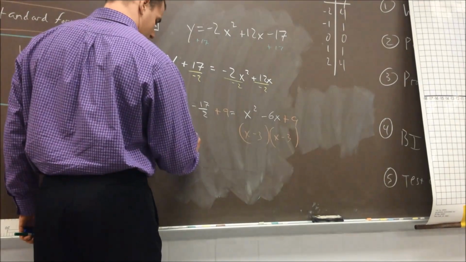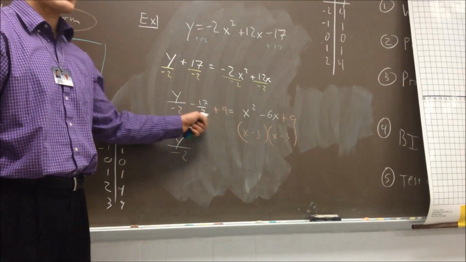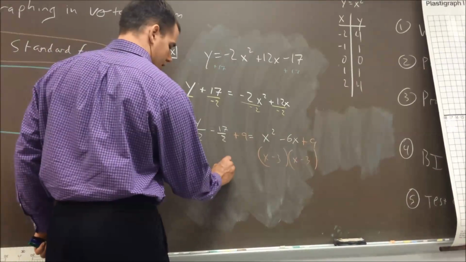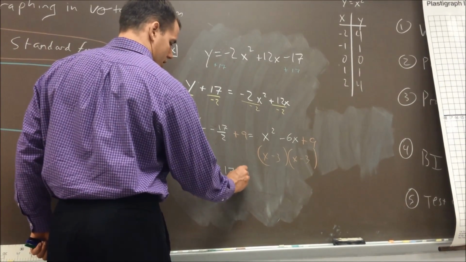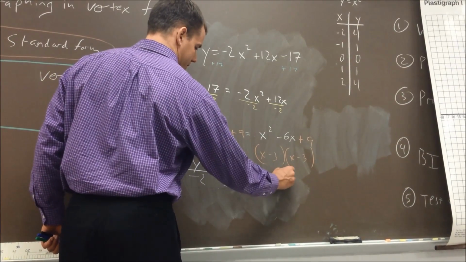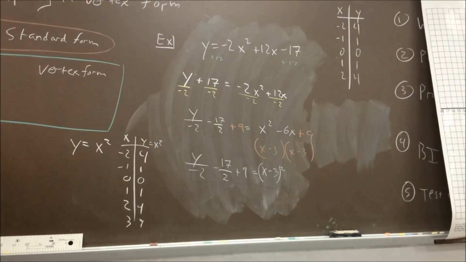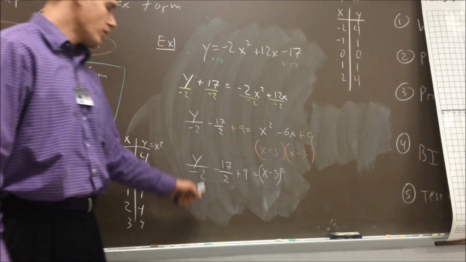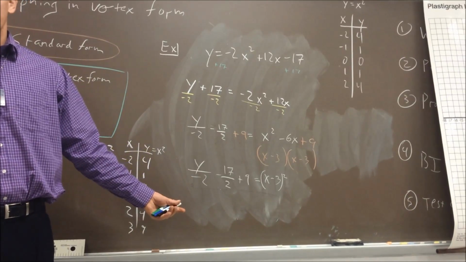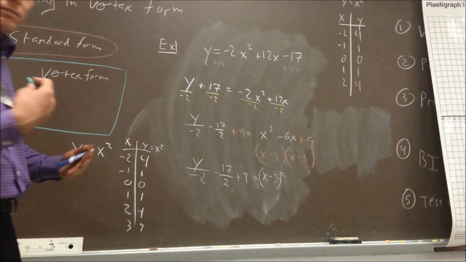So we're going to get y divided by -2. We can put this as a decimal if we want to. I'm actually just going to leave it as a fraction here. I'll show you why in a moment. Minus 17 over 2 plus 9 is equal to x minus 3 quantity squared. Now at some point, I'm going to have to move these back over here. I'm going to have to multiply by -2, correct? I'm going to go ahead and multiply by -2 right now. And I'll show you why. This is just my method. You can do it differently.